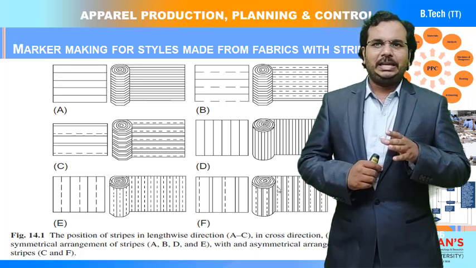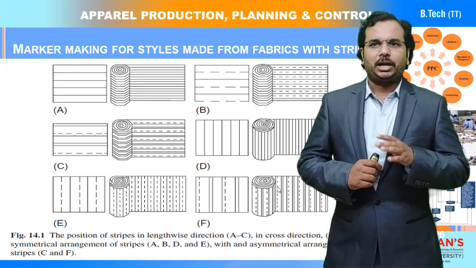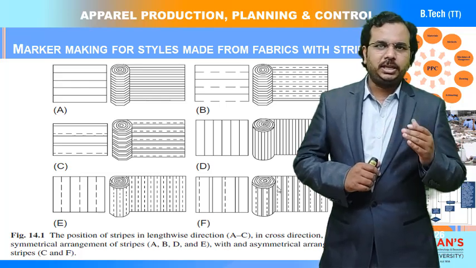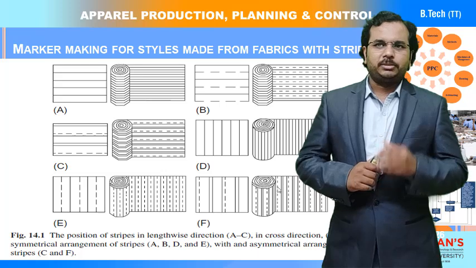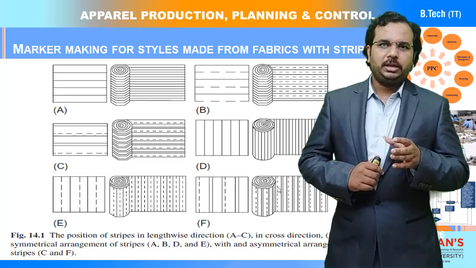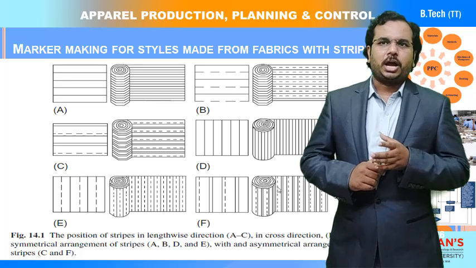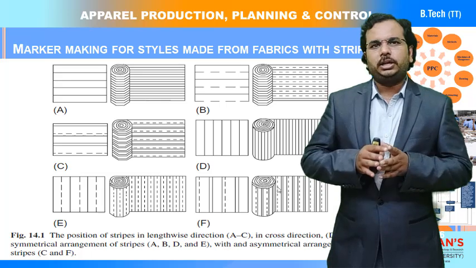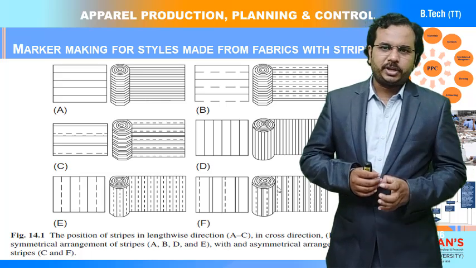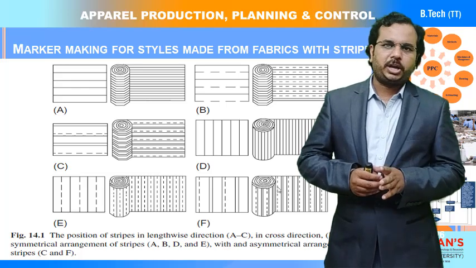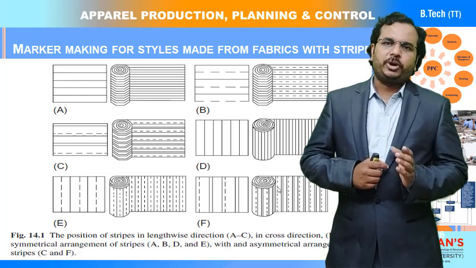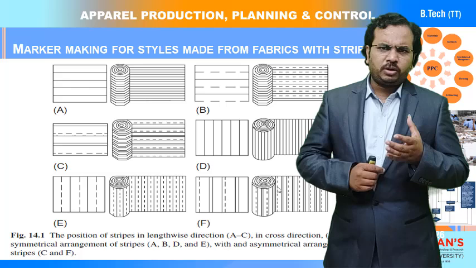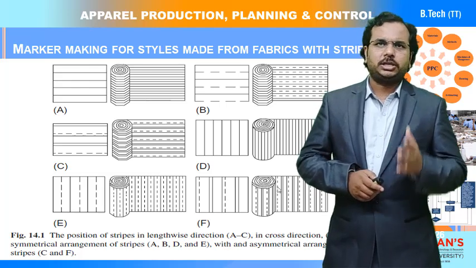and A, B, D, E with symmetrical arrangements, and an asymmetric arrangement of stripes for C and F. So particularly the C and F images are asymmetrical arrangements, and A, B, D, E are symmetrical arrangements, with cross directions and length directions shown. The cross direction is nothing but weft-wise stripes, whether symmetric or asymmetric patterns, and the warp-wise, that is the length-wise direction, is also shown, again with symmetric or asymmetric patterns.